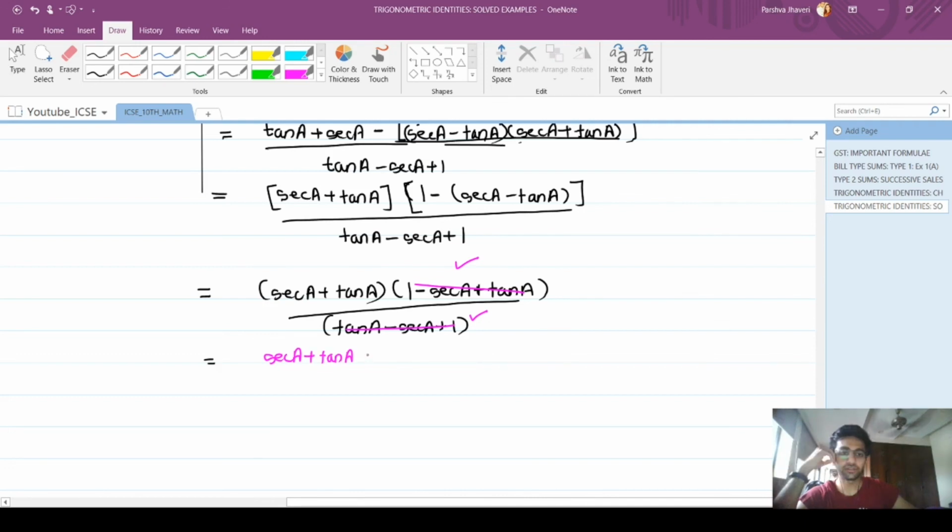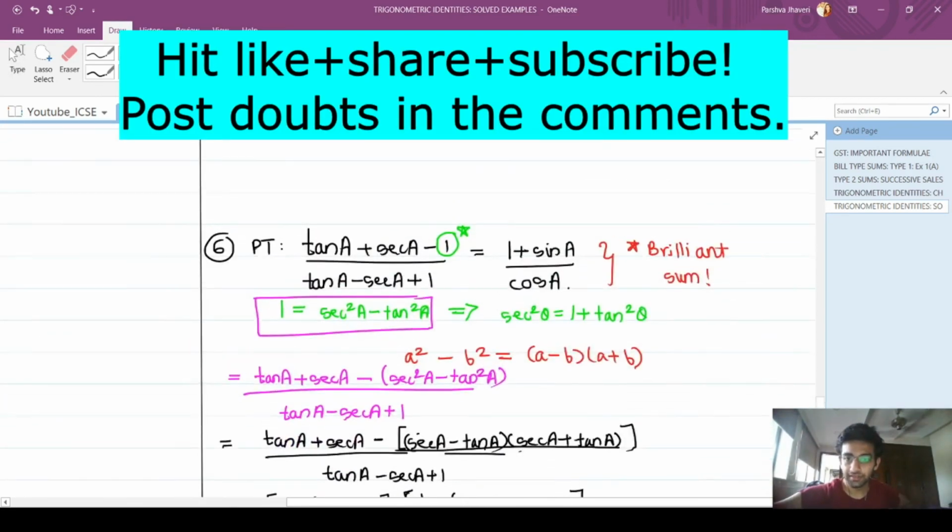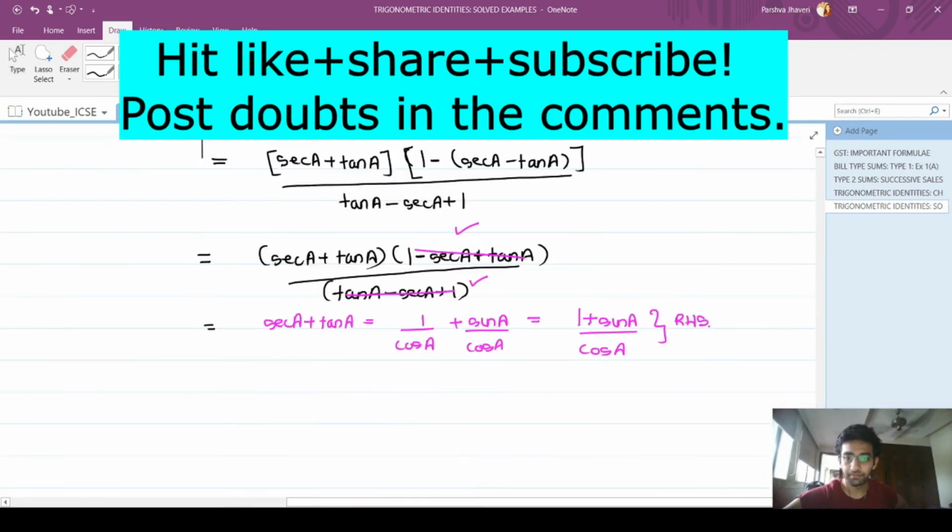Now convert to sine and cos because we need the RHS in sine and cos. So 1 upon cos A plus sine A upon cos A. Denominators are same, so I can add the numerators. 1 plus sine A upon cos A. This is your RHS. Alright, let's check if we got the sum right. Yes, 1 plus sine A upon cos A.